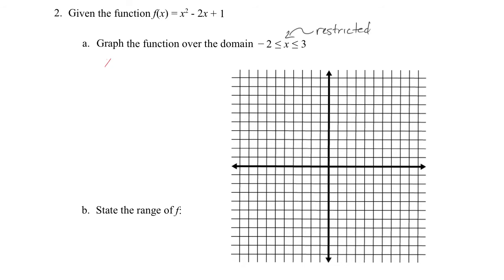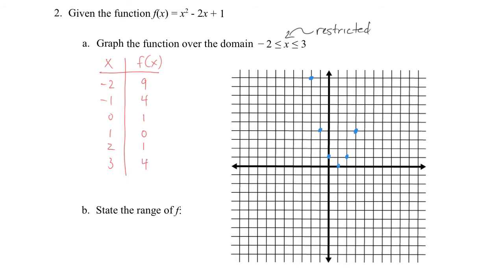So now when I create my table, I don't have to choose my x values. They're given to me: -2 to 3. -2, -1, 0, 1, 2, 3. And again, from our calculator, that's going to be 9, 4, 1, 0, 1, 4. Now I'm going to go to my graph and plot those points: (-2, 9), (-1, 4), (0, 1), (1, 0), (2, 1), and (3, 4).